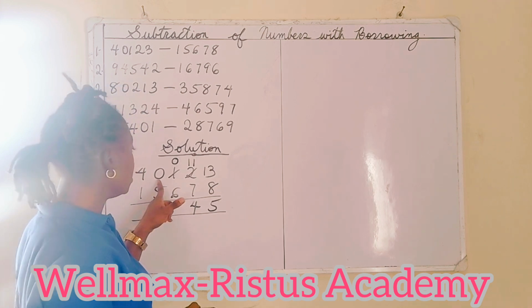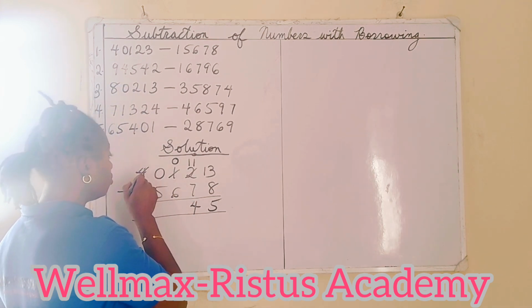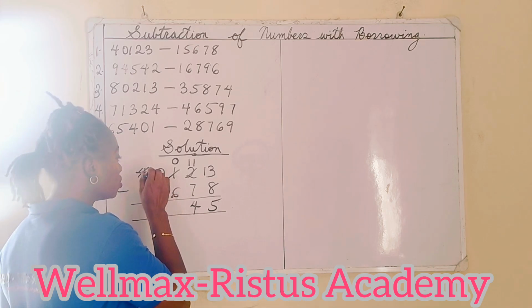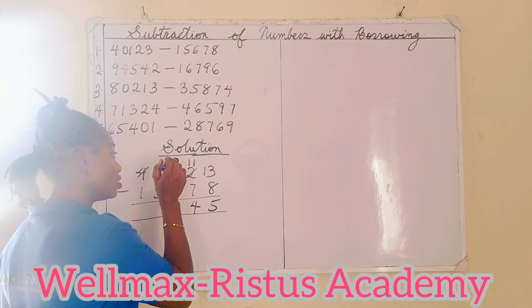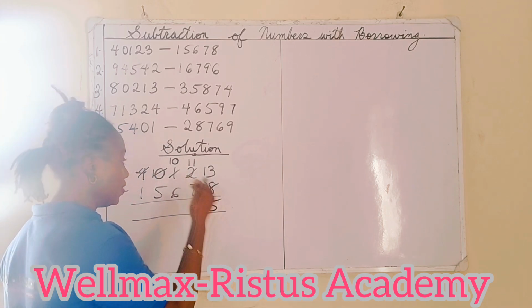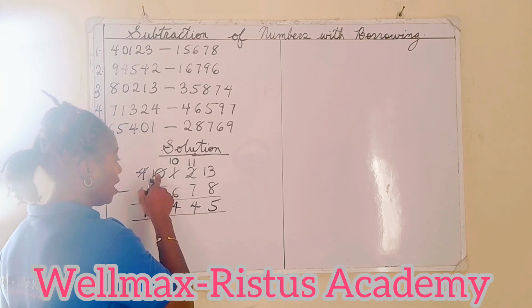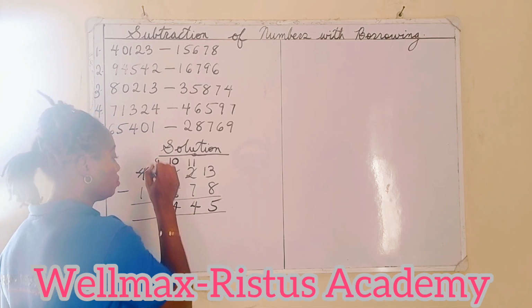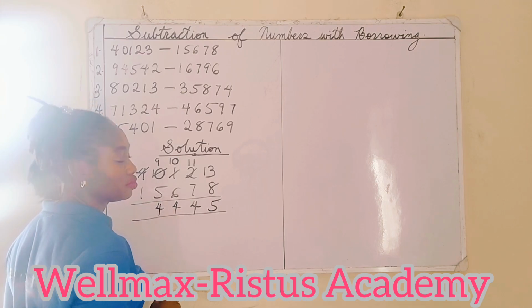We cannot borrow from this 0 because 0 means nothing. So I'm going to borrow 1 from 4 here, add it to this to make it 10. Borrow 1 from here again, add this to 0 to make it 10. Can you see how we're going step by step? Now we can say 10 take away 6 is 4. And from here, we're left with 9. So we can now say 9 take away 5 is also 4.